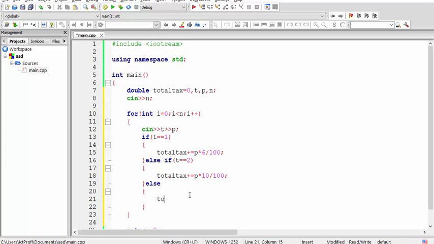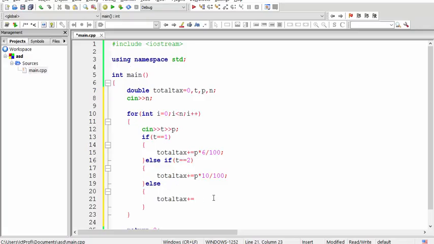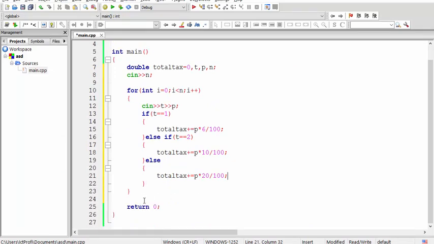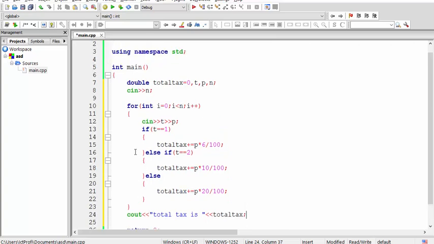I'm going to write here total tax plus, let's look at the third one. For others, we will apply 20% tax. And finally, I'm going to show the result. I can write there: total tax is, total tax. Okay, let's run the program.